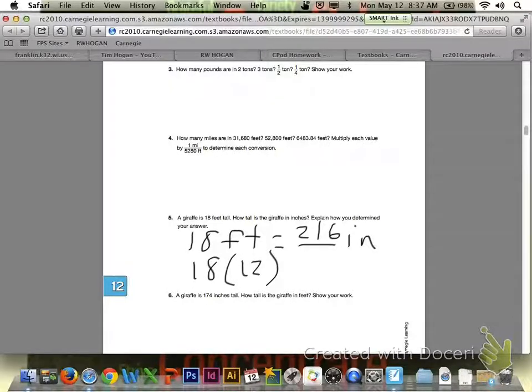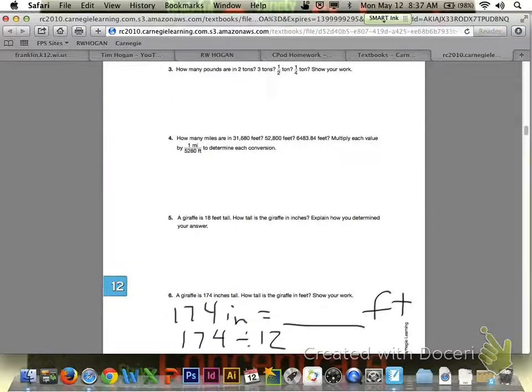If you take a look at number 5, it says a giraffe is 18 feet tall, then it asks how tall the giraffe is in inches and to give an explanation. So again, 18 feet is going to be equal to how many inches? If you walk through your steps again, the very first thing that you ask is large to small or small to large. This is large to small. Feet are larger than inches. Now, how many? Go back to your conversion chart. There are 12 inches in 1 foot, so 18 times 12 is going to give you 216 inches.